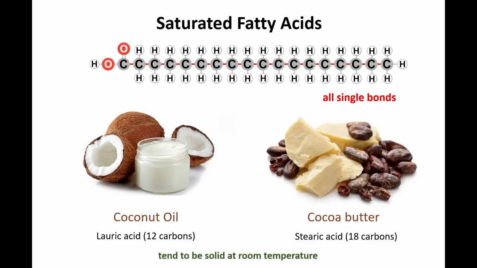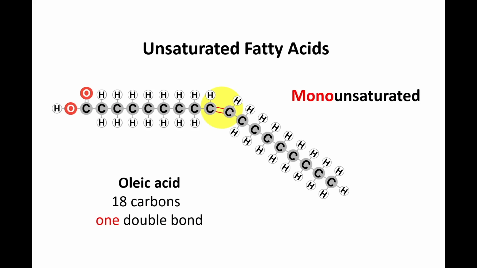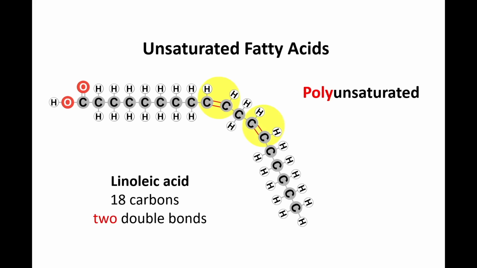Examples are coconut oil and cocoa butter. Then we have monounsaturated fatty acids with 1 double bond, like oleic acid. We also have polyunsaturated fatty acids with more than 1 double bond. Linoleic acid has 18 carbons with 2 double bonds.